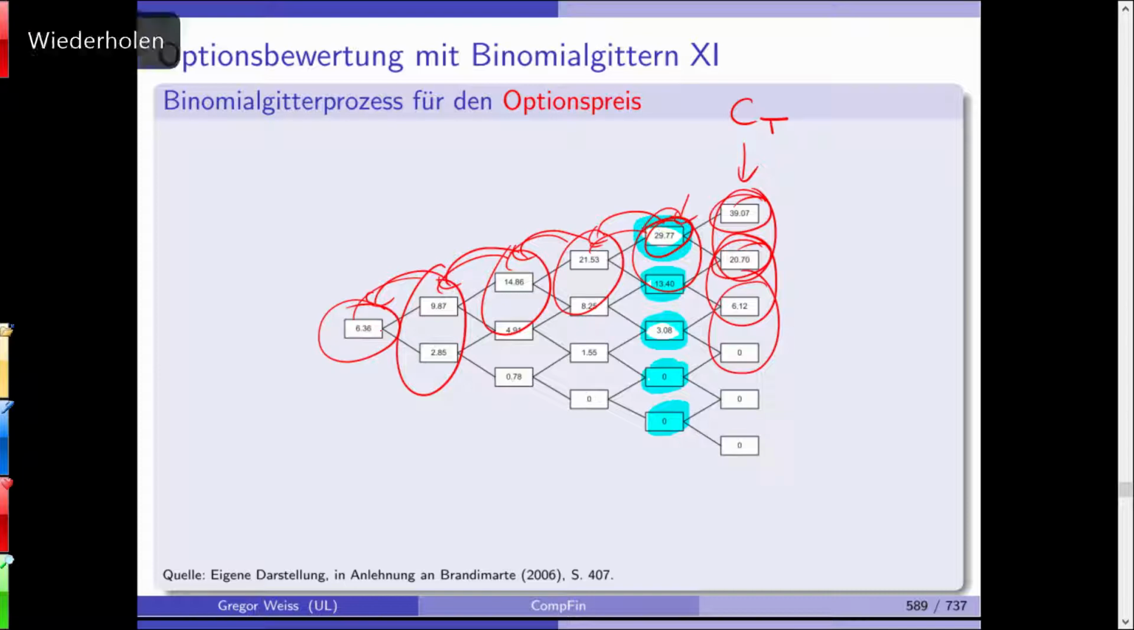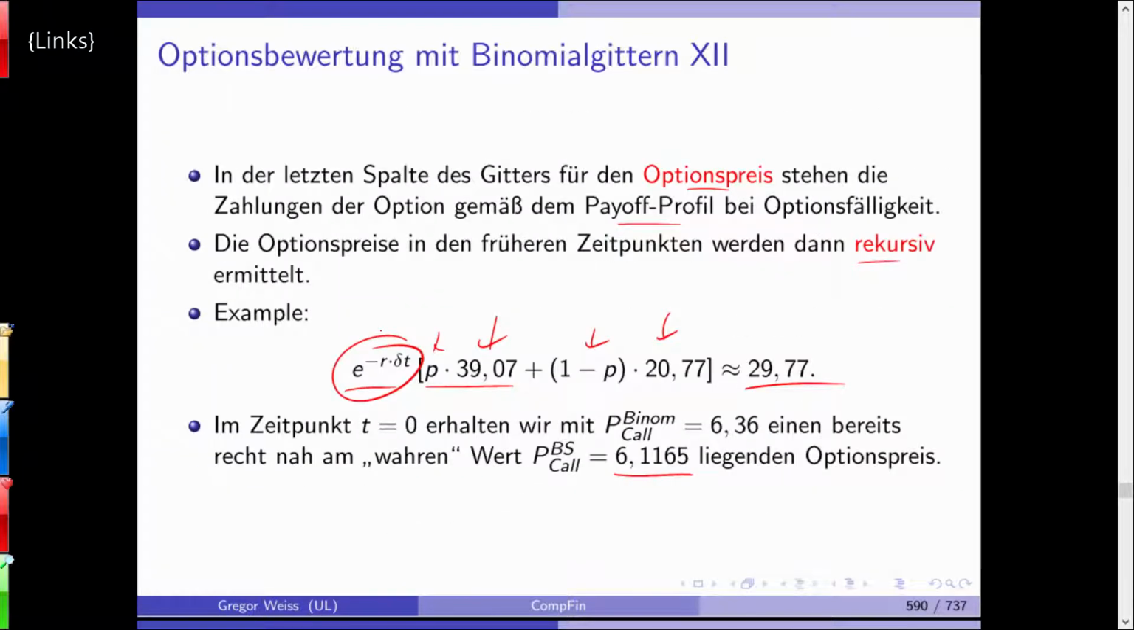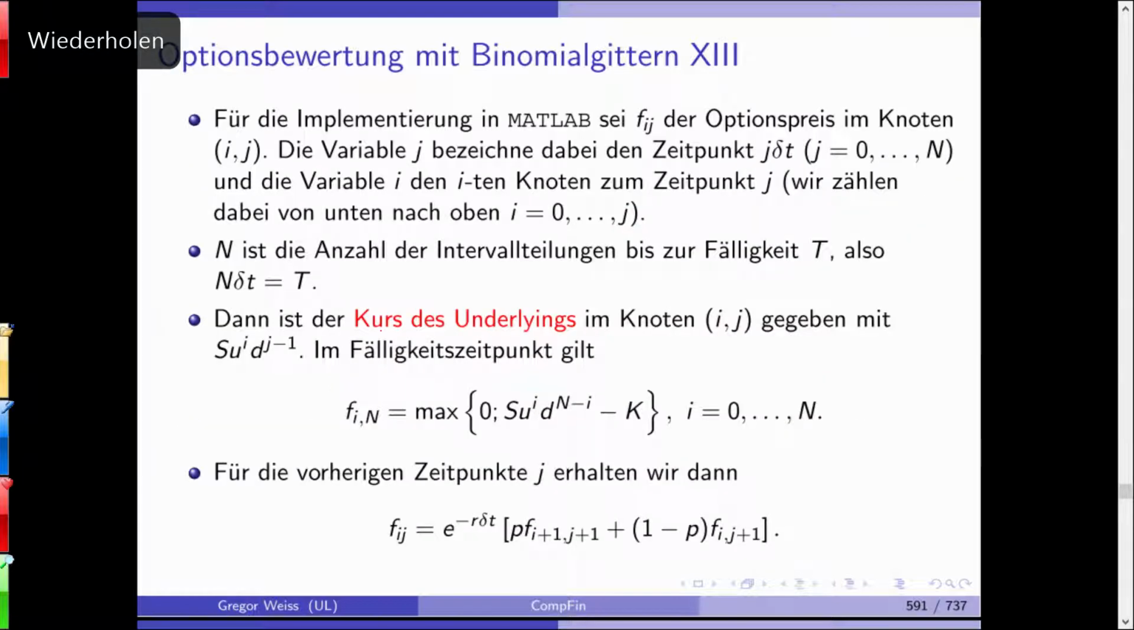it will yield a price of 6.36, which is already close to the true Black-Scholes price, but it's not equal to the Black-Scholes price. And to implement this in MATLAB, it's a little bit tricky because we want to save variables, we want to save memory, we want to save time.